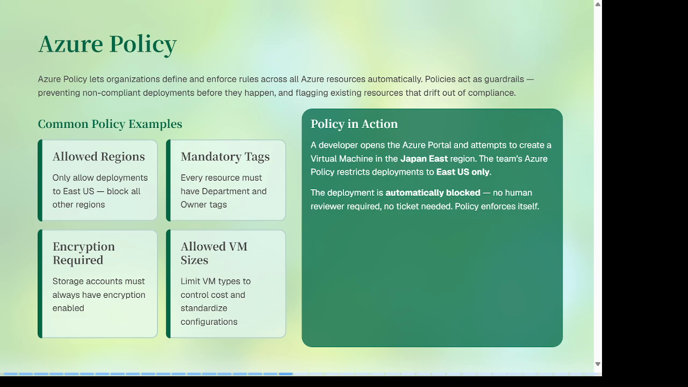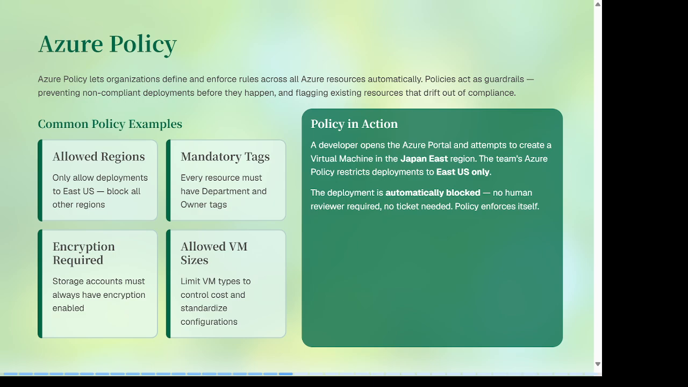What is Azure Policy? Azure Policy allows organizations to define rules for Azure resources, automatically enforce those rules, prevent non-compliant resources from being created, detect and flag existing violations. Think of it as a set of guardrails for your cloud environment. It ensures that everything deployed in Azure follows your organization's standards.